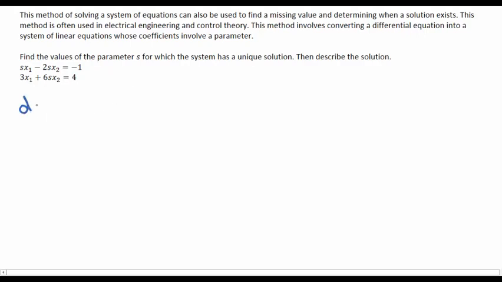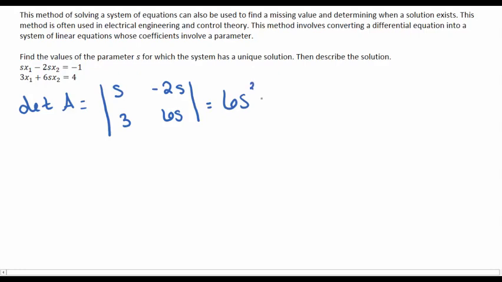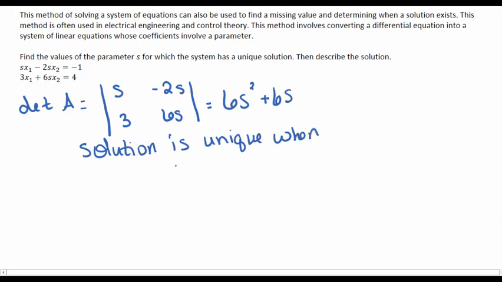So let's start with finding the determinant of A. Well, if I look at the coefficients of x1 and x2, I have s, minus 2s, 3, and 6s. So 6s squared minus negative 6s, so plus 6s. So the solution will occur and be unique whenever this is not equal to 0, since it has to go on the bottom of the fraction. So if this is not equal to 0, s is not equal to 0, and s is not equal to negative 1. So that's when the solution is unique.